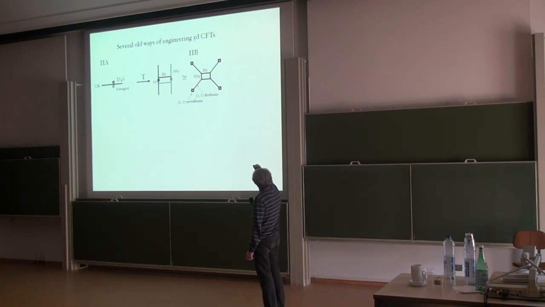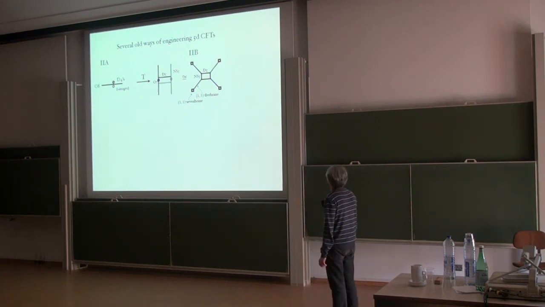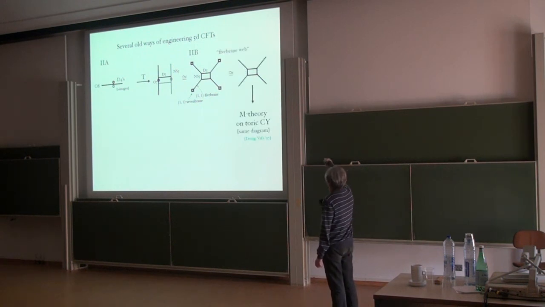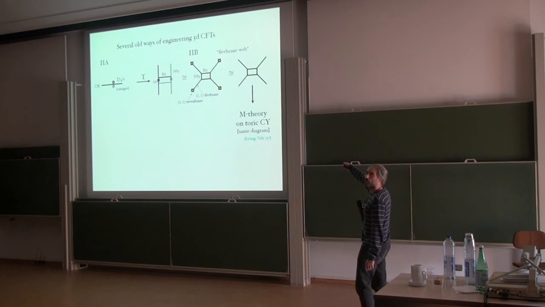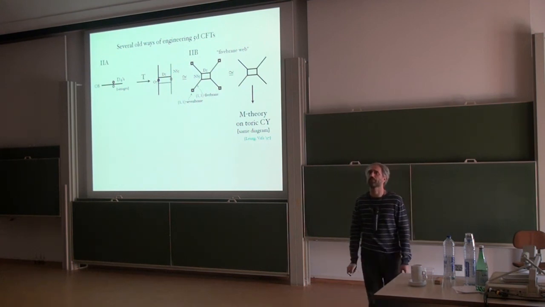The rule is that when an NS5 meets a D5, they create a bound state, like a (1,1) 5-brane, and they may end on a (1,1) 7-brane, for example, which are again objects that we know from F-theory. But also this can be pulled out. You can get purely (p,q) fivebrane webs. Fine. So this is another realization, another kind of diagram that has been used to realize five-dimensional field theories.